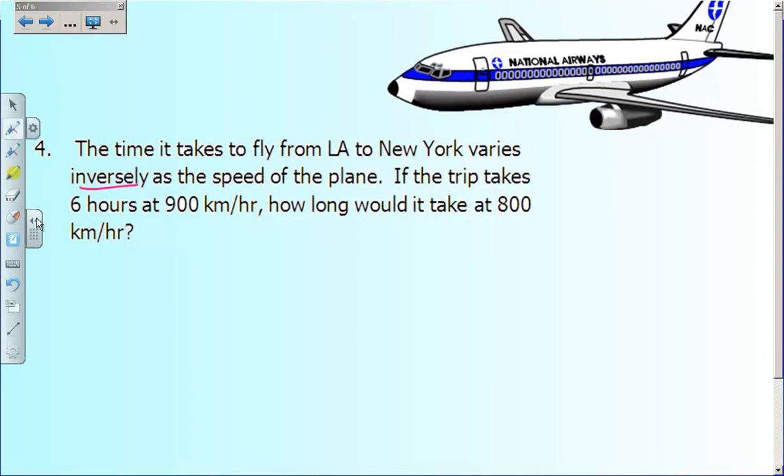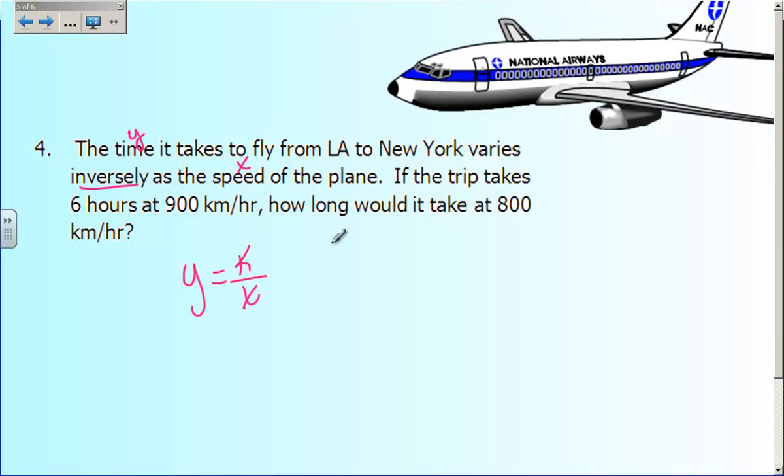If I am flying on a plane, the time it takes to get somewhere totally depends on how fast the plane is going. So this is my dependent variable. This is my independent variable, because the time in this case is going to depend on how fast the plane is going. So we know it's inverse, so it's going to be this formula. And I'm going to plug in what I know. I know that y is the time. Well, it takes 6 hours at 900 kilometers per hour.